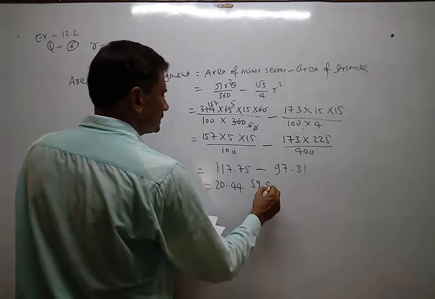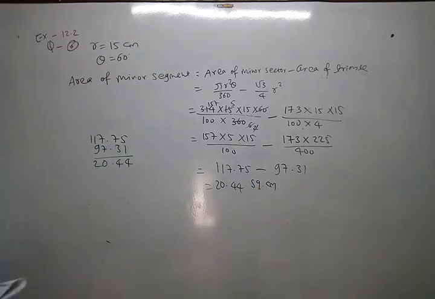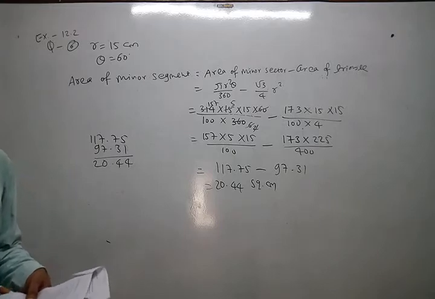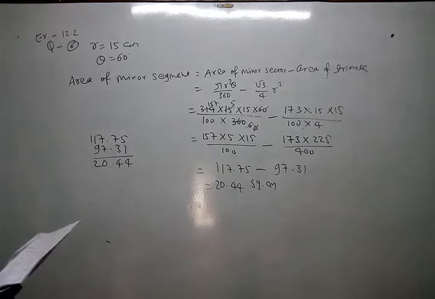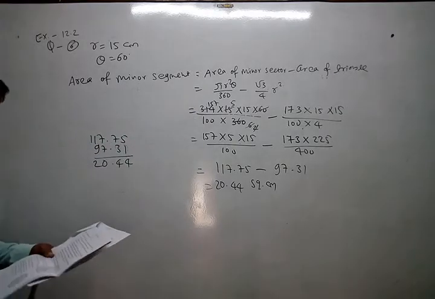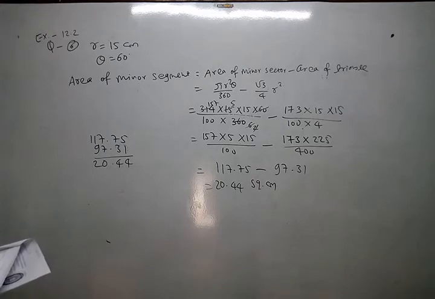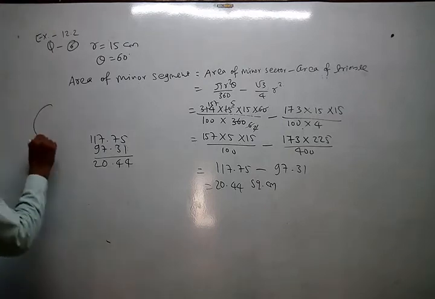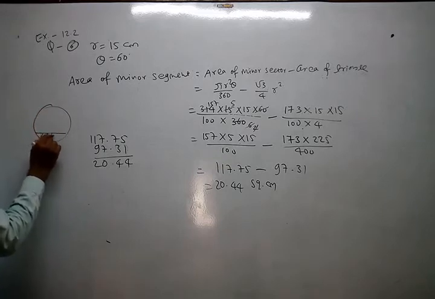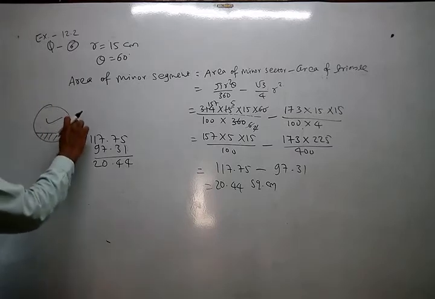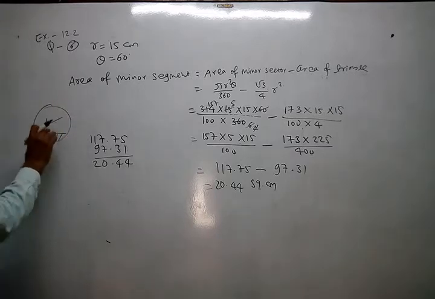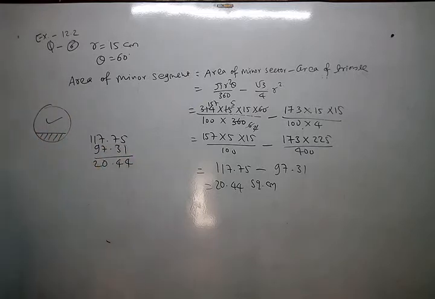How much is it? Square centimeter. This is the area of minor segment only, not major segment. Okay, so understand first of all, this is the area of minor segment. Now they are asking major segment also, area of major segment also. So how to find? Very simple. If you found this one, then how to find this part? Out of total area of circle, remove this part. So you can get area of major segment.